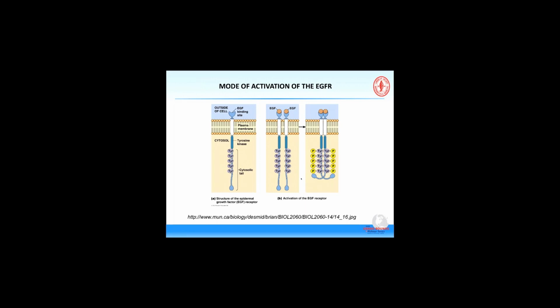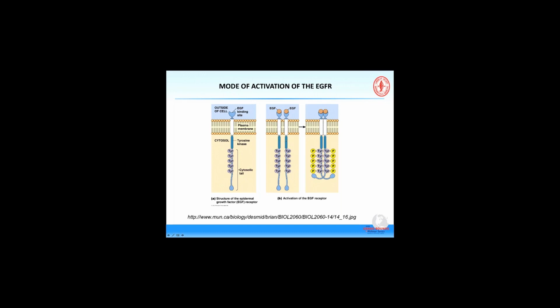So this is a depiction of how these receptors work. This is an artistic rendition of the EGF receptor, the EGF binding site in here, the single transmembrane spanning domain, tyrosine kinase activity, and then the cytosolic tail that has a number of tyrosine residues in it. When EGF binds to this receptor, one of the important things that it does is allow these receptors to dimerize. So you form these dimers of EGF receptor, and then the cytoplasmic tails come in close opposition to each other.